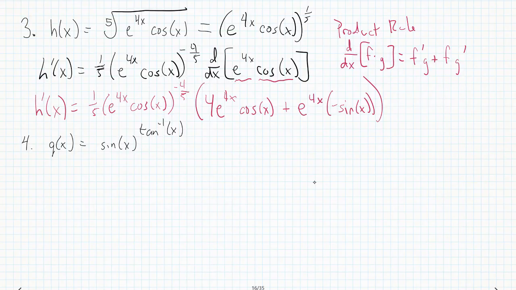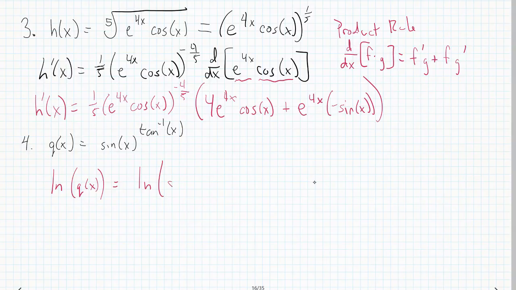Okay, so now moving forward, q of x equals sine of x raised to the tan inverse of x. The way to do that, you can't have a variable up in the exponent and in the base, so we take a natural log of both sides. So you go natural log of q of x equals the natural log of sine of x, and then we have an arctangent of x. You could do the e to the natural log trick too. That might be a little bit trickier, but it's not too bad.